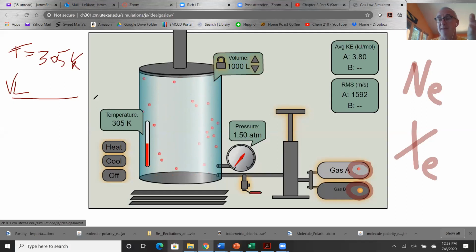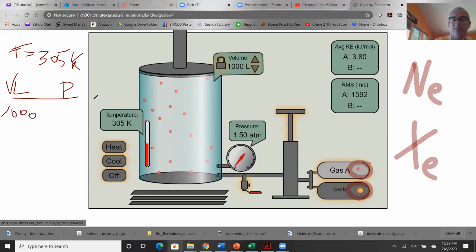So I make a data table, and I mention in the data table what my temperature is, and I make my first data point. So when my volume is 1,000 liters, the pressure is 1.5 atmospheres. So that's my first data point, right? So now I'm going to reduce. Our values are different, right? Yeah, it's going to depend. If your temperature is different, your value is going to be different. It may be different if you use a different gas. That's why I want you to try different gases and see what the effect is.